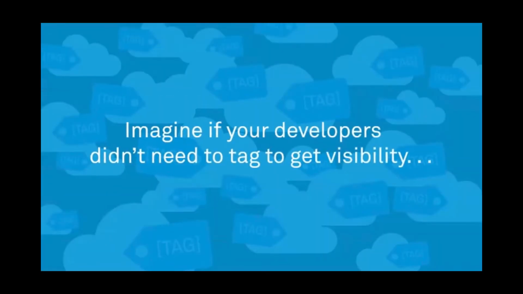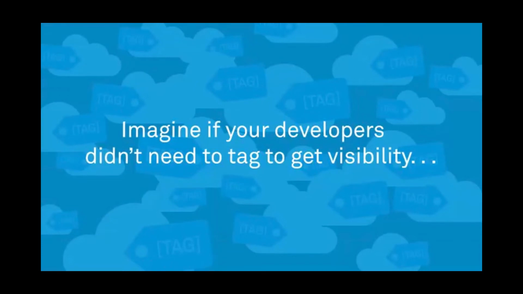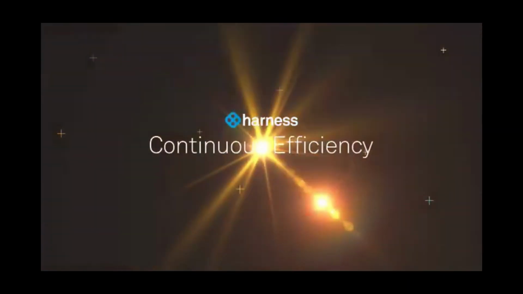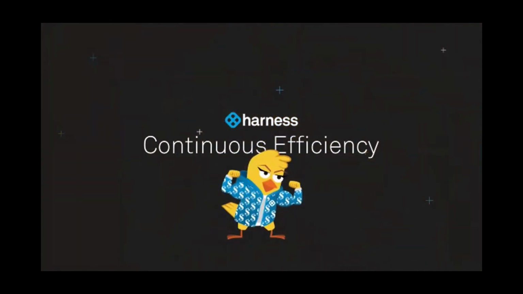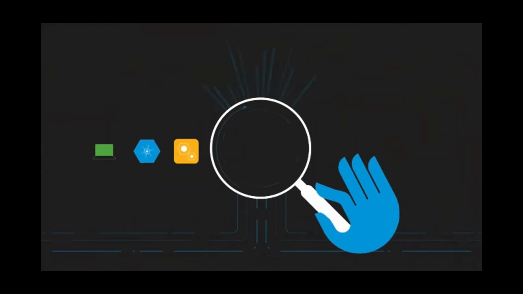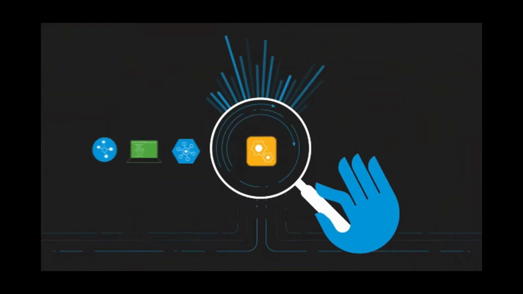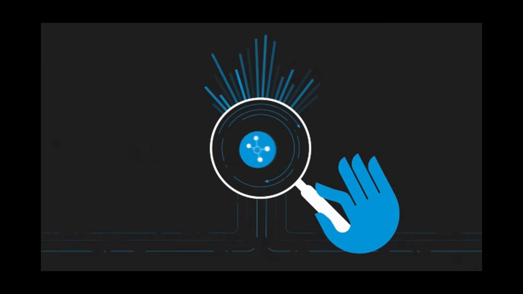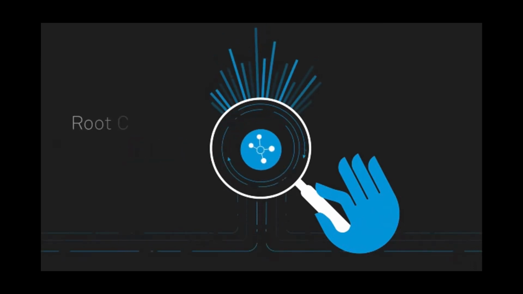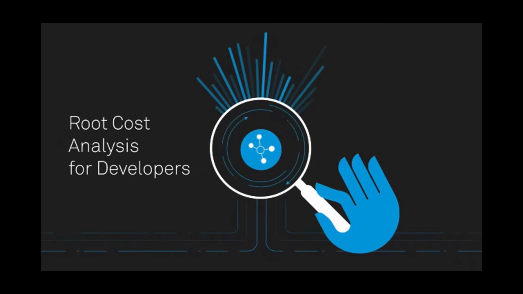Imagine if your developers didn't need to tag to get visibility. With Harness's continuous efficiency, they now can. With complete context and cost visibility, by app, microservice, environment, cluster, and more. Think of it as root cost analysis for developers.